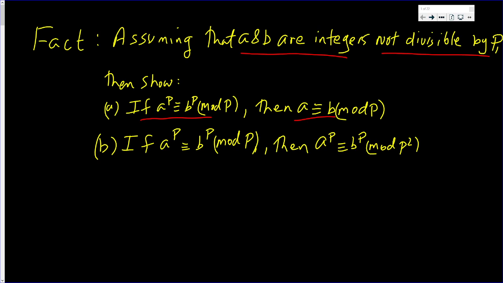The second fact starts off the same. If a to the p and b to the p are congruent modulo p, then a to the p is still congruent to b to the p, but with a different modulus: mod p squared.